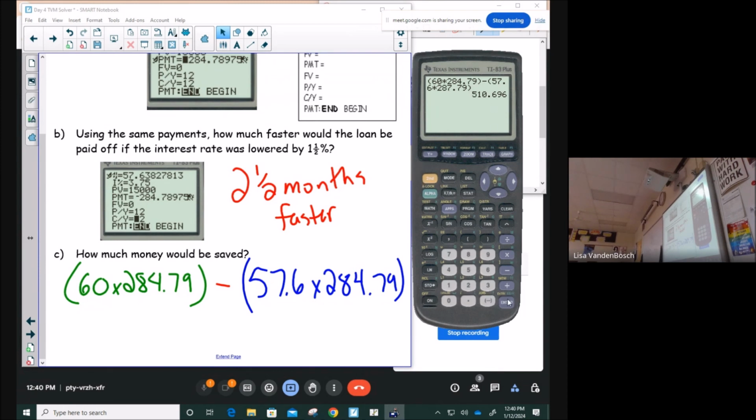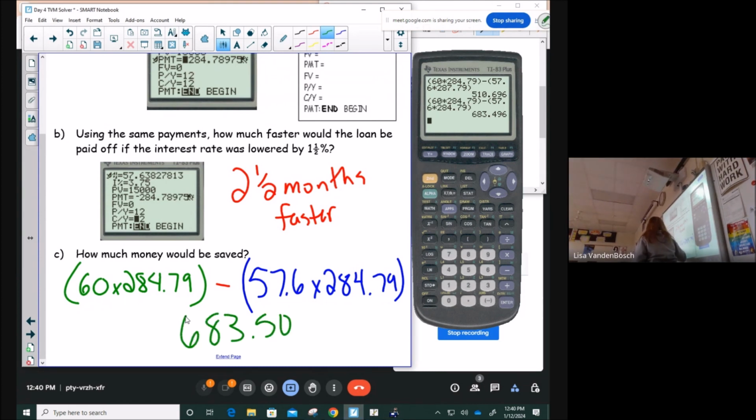Why is it so small? Everybody good with 683? I put in the wrong number here. So you saved $683.50. Okay, $683 just by getting a lower interest rate. I can think of a lot of things I can do with $683. If you're talking in terms of a car, that's a lot of gas money.